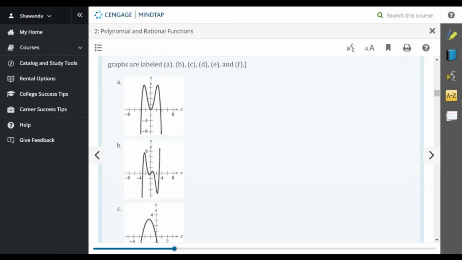All right, do you think you got it now? So both ends go the same way on even degree. Both ends go in the same direction for even degree, just like the quadratic. All right, let's go to B.